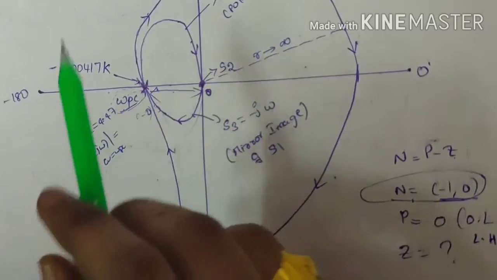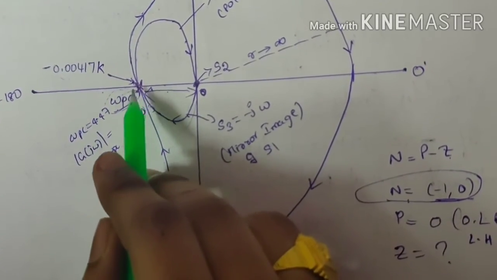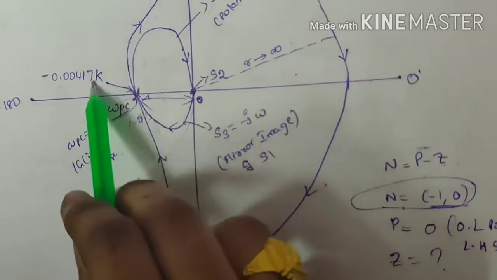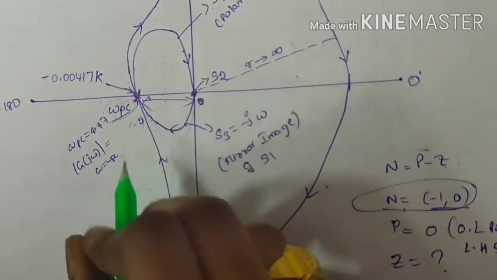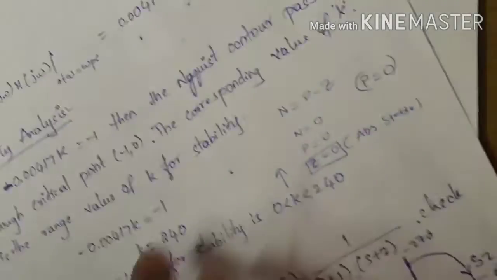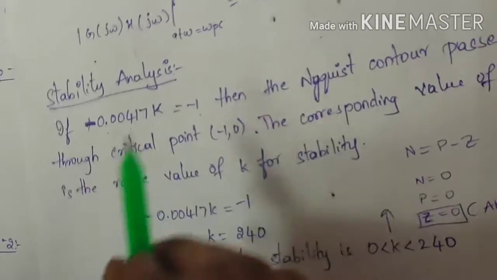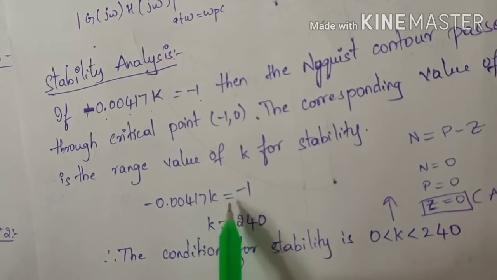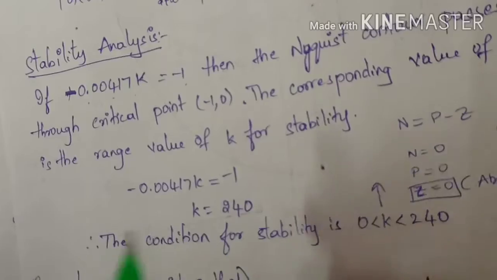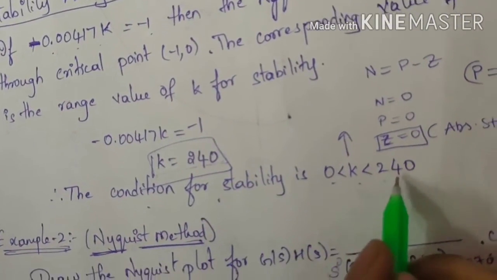Now to analyze the stability, I am taking this point as minus 1, to find out whether it lies inside the circle or outside the circle. I am equating it to minus 1 to find the k value. So I substitute 0.00417 k equal to minus 1, and we get k equal to 240. Now observe here, the condition for stability is 0 less than k less than 240.